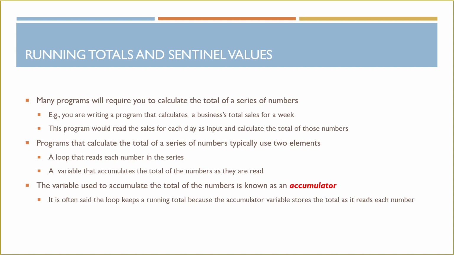Programs that calculate the total of a series of numbers typically use 2 elements. We've got some kind of loop that's going to read the numbers, and then we're going to have a variable that's going to accumulate the total of the numbers as they are read. And that variable that accumulates, we call that an accumulator. The loop will keep the running total because the accumulator is storing the total as it reads through each number.